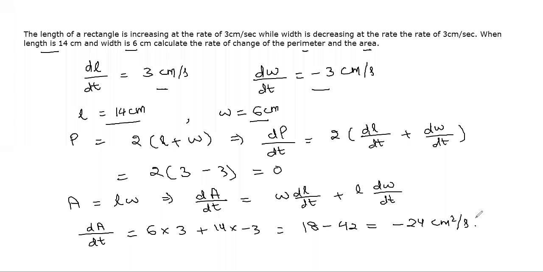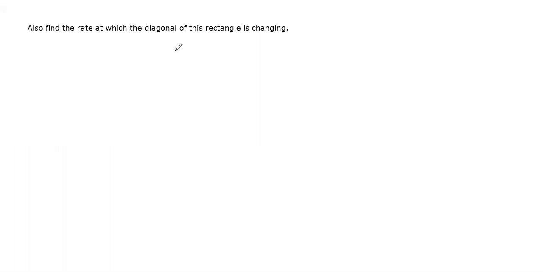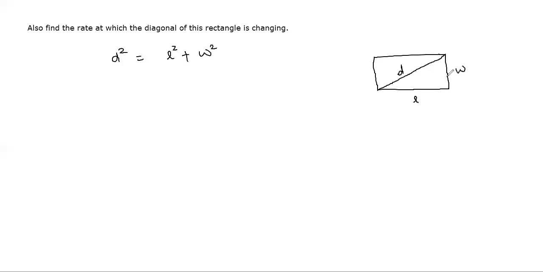Now if we add another problem to the same question, the rate at which the diagonal of the rectangle is changing, it can be calculated. First of all, the relationship of the diagonal with length and width is that d square is L square plus W square, which is known by Pythagoras theorem. Because if the diagonal of the rectangle is d, the length is L and width is W, and this is a right angle triangle, obviously applying the Pythagoras theorem will generate this relationship.